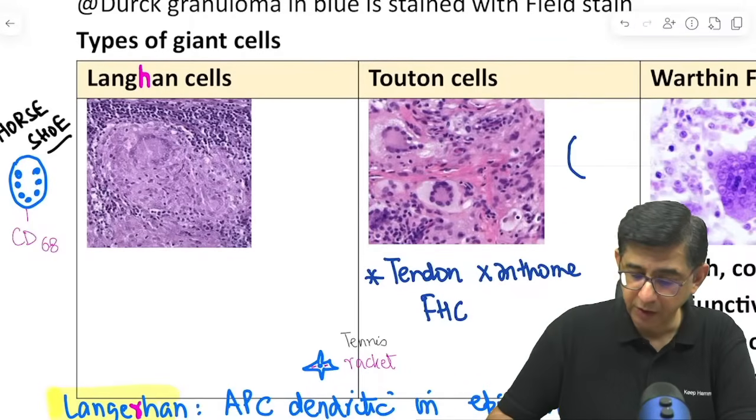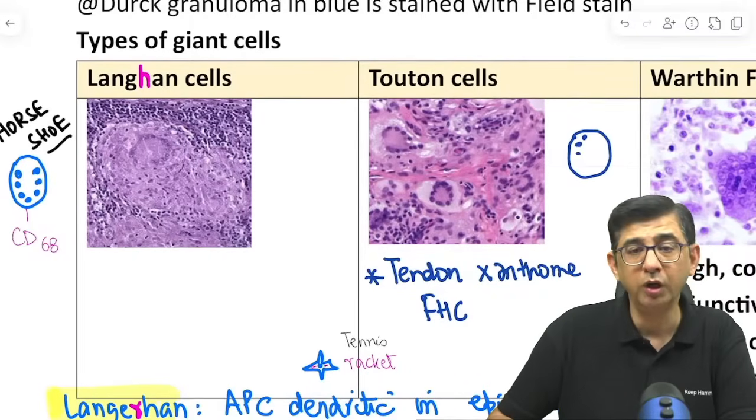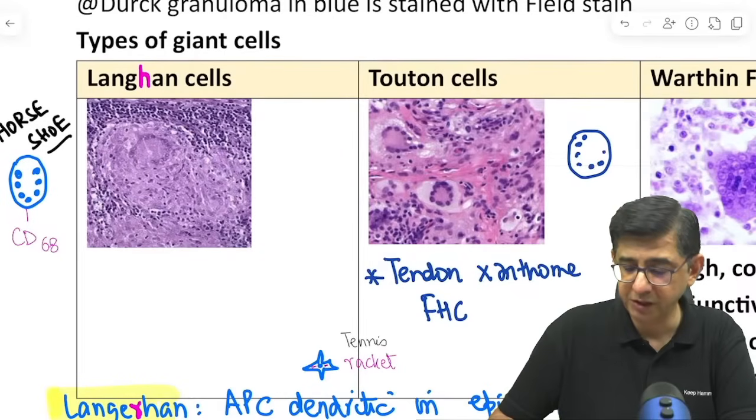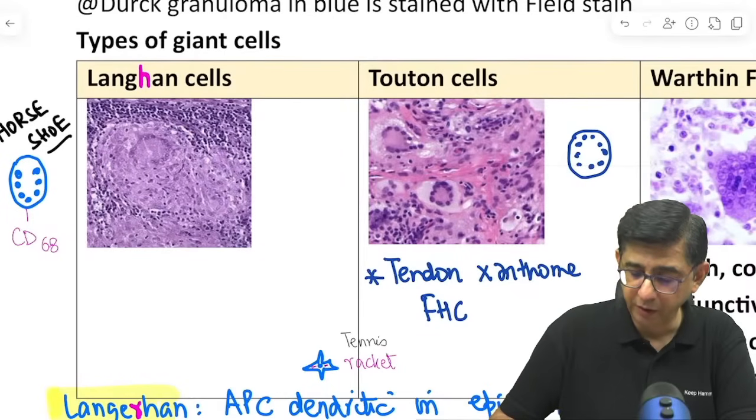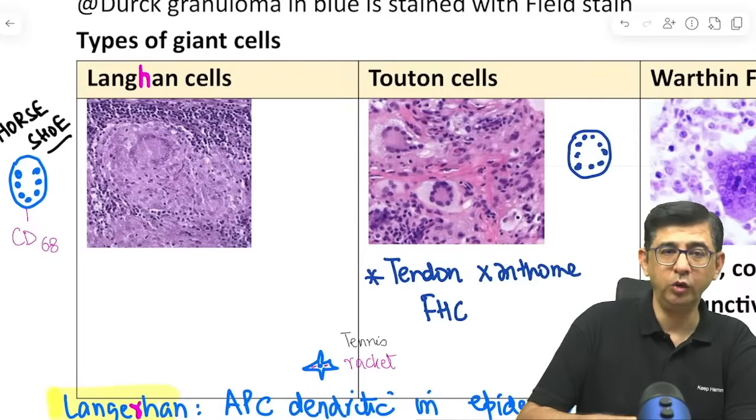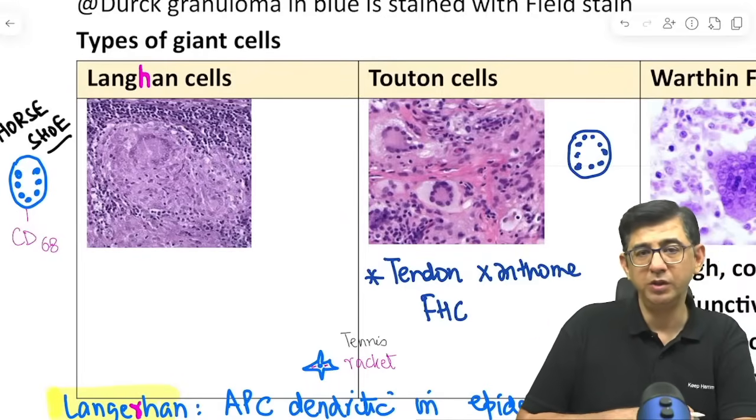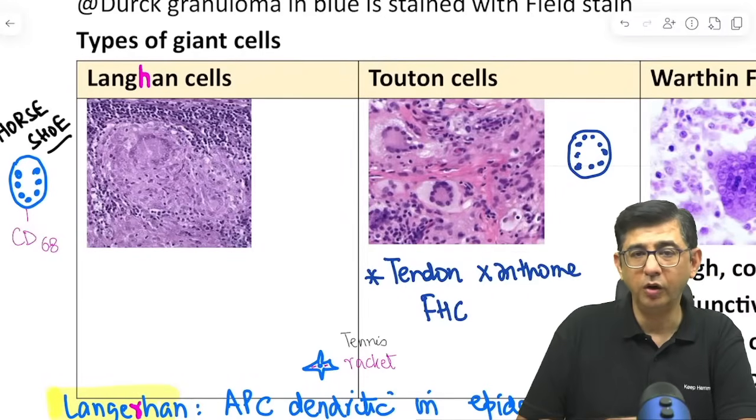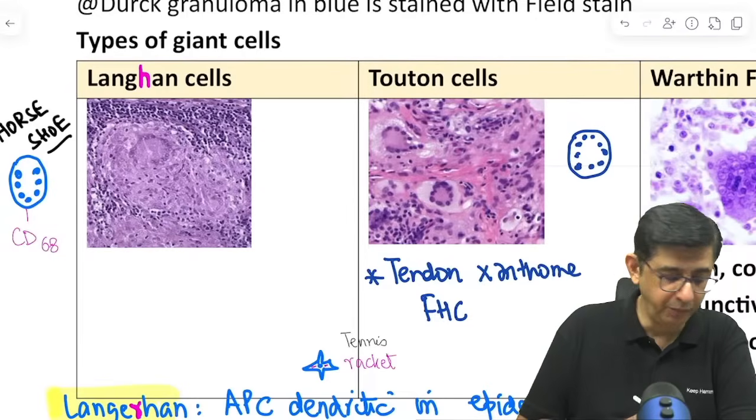In this, the appearance of the cell will be all through. If you look, the whole thing, at 360 degrees, that round nucleus can be seen. Unlike that horseshoe appearance, this time it was all 360 degrees. So we are going to call it a tendon xanthoma for familial hypercholesterolemia.